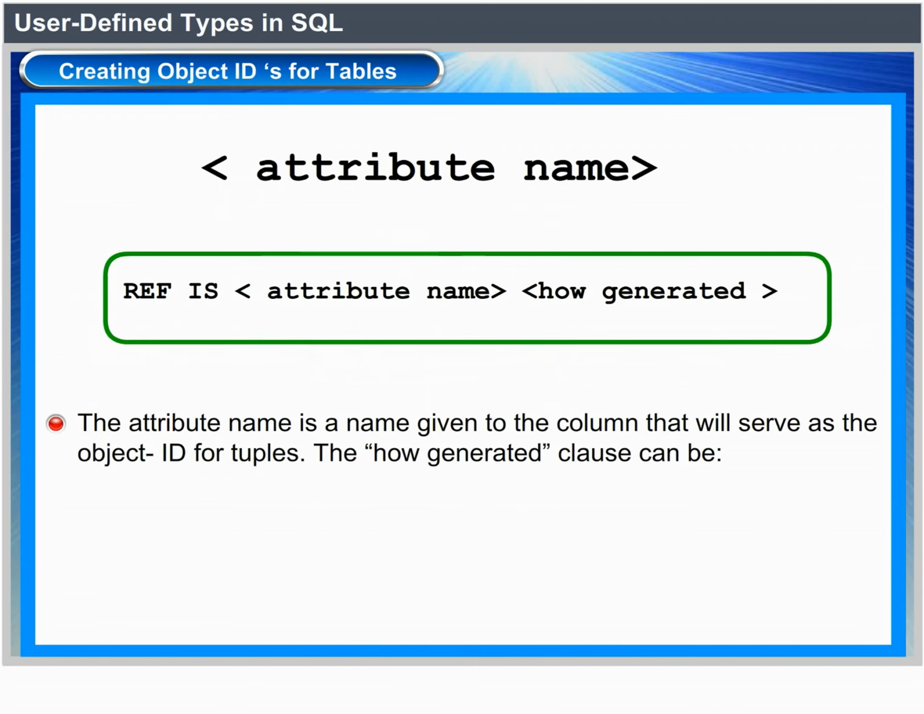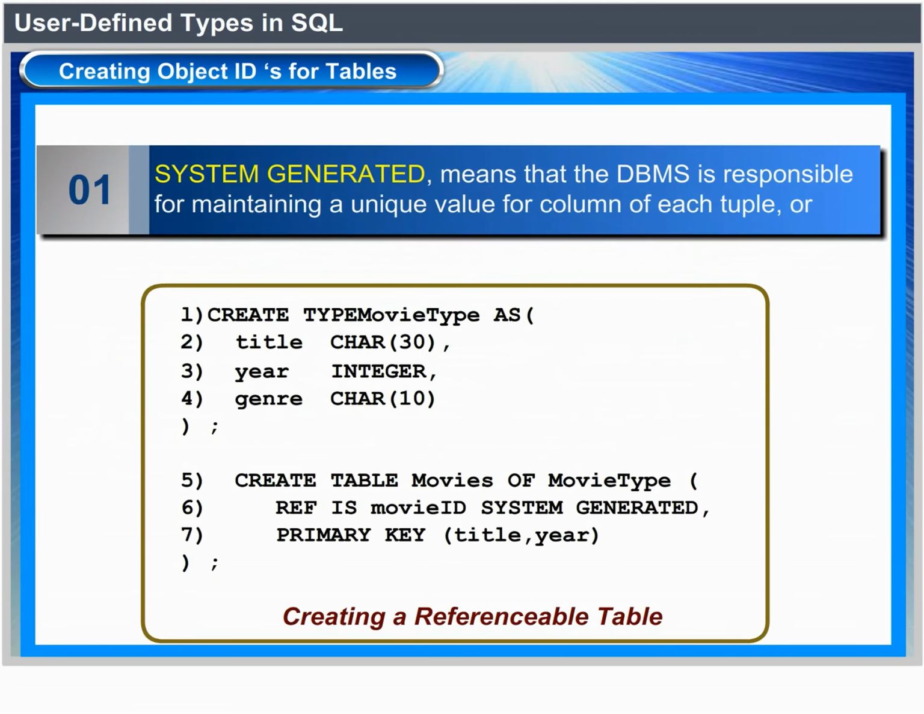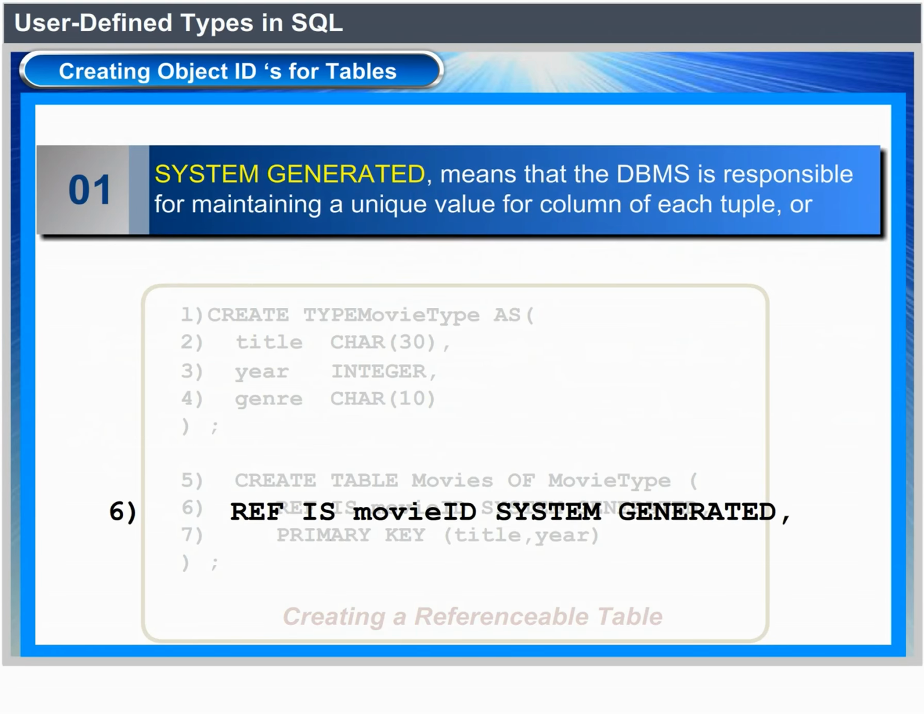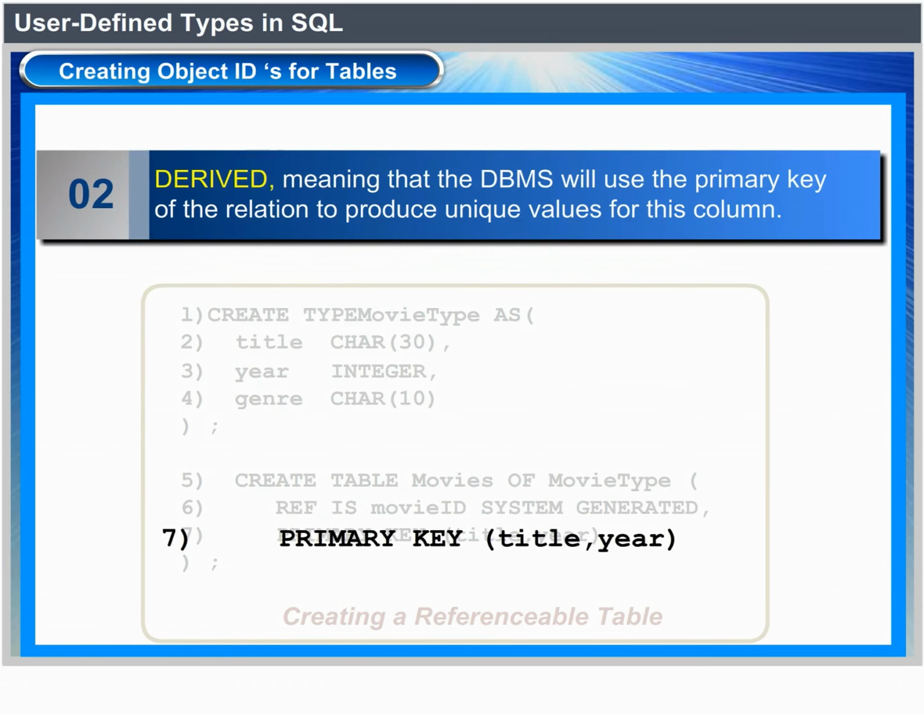tuples. The HOW GENERATED clause can be number 1, SYSTEM GENERATED, meaning that the database management system is responsible for maintaining a unique value in this column of each tuple, or number 2, DERIVED, meaning that the database management system will use the primary key of the relation to produce unique values for this column.